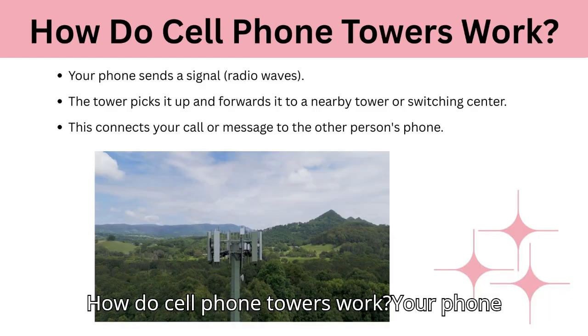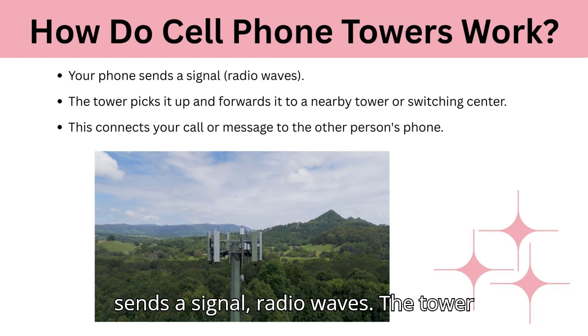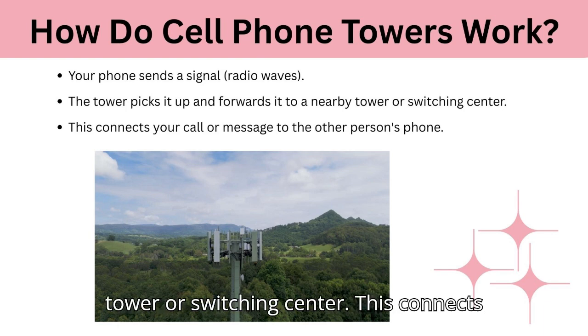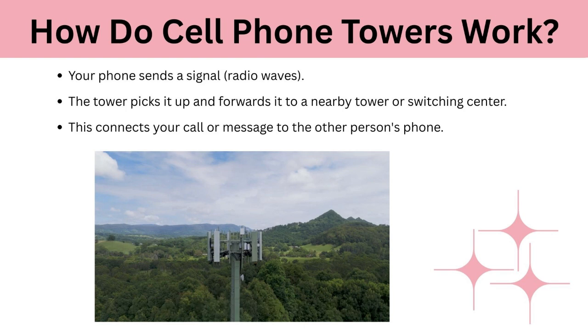How do cell phone towers work? Your phone sends a signal, radio waves. The tower picks it up and forwards it to a nearby tower or switching center. This connects your call or message to the other person's phone.